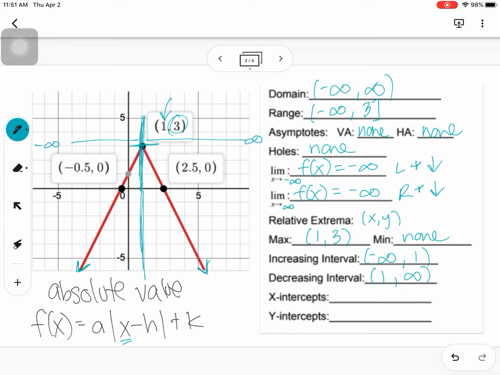Here, I'm going to give you your x and y values so that you can just tell them to me for your intercepts. So my x-intercepts are where it crosses the x-axis. So at these two ordered pairs, negative 0.5, 0, and 2.5, 0. And then the y-intercept is right here at 0, 1. And so that would be your full chart for this absolute value function.